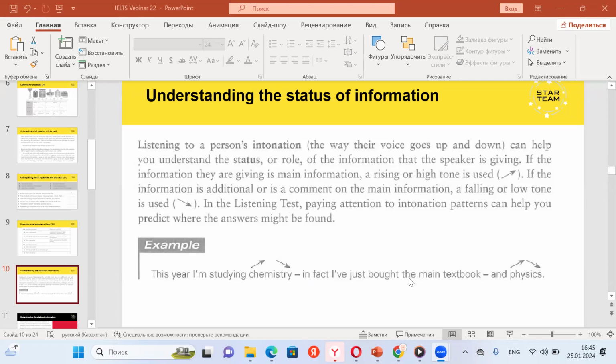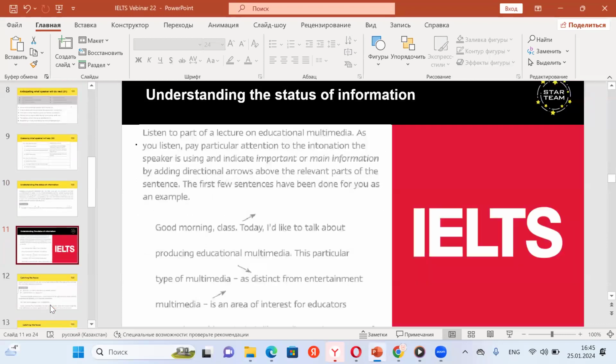Например, мы не скажем: This year I'm studying chemistry. In fact, I've just bought the main textbook. Да? Нет, потому что bought — это не главная информация здесь. So listen. Okay. What I want you to do now.